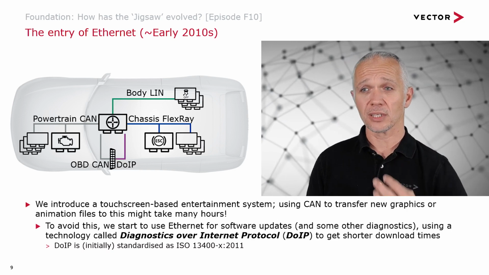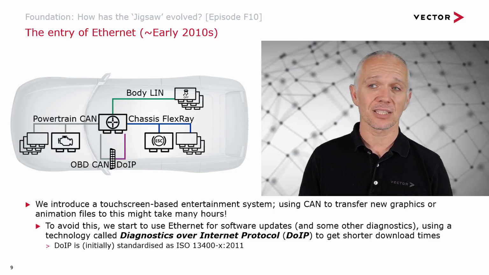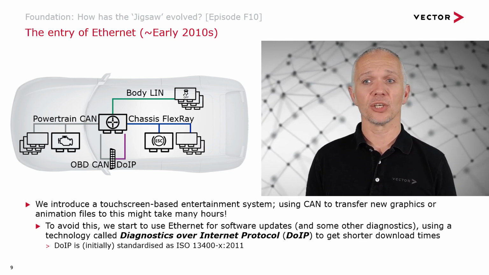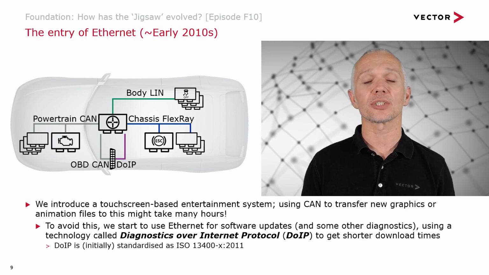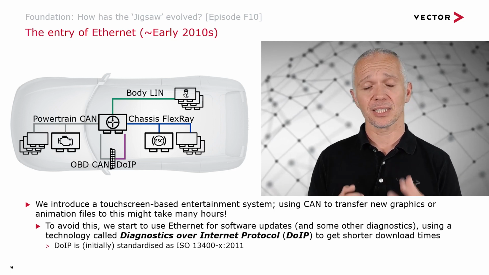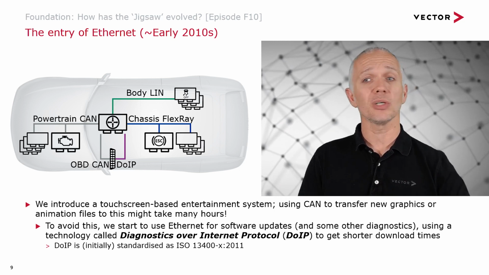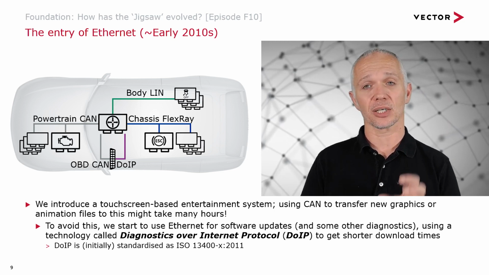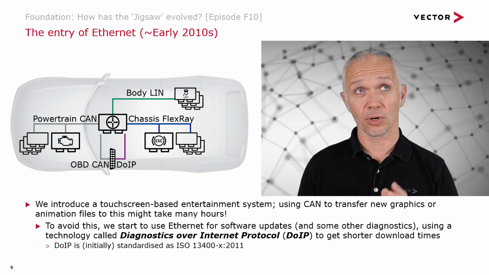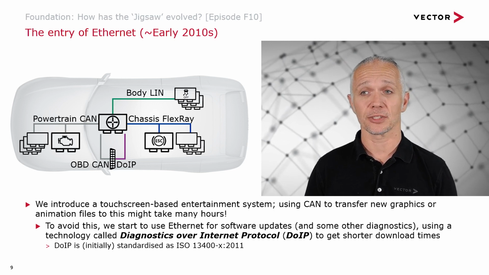So at this point, to avoid that long duration for transfer, we introduce Ethernet for software updates in particular, and some other diagnostics, using a technology called Diagnostics over Internet Protocol, DoIP, or DoIP, it's also called. And this gives us the ability to get shorter transfer times, shorter download times. And DoIP is initially, at least, standardized as ISO 13400 parts 1 to 4 in 2011. So you can see this really is at the start of the 2010s.